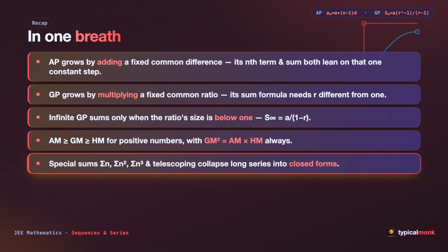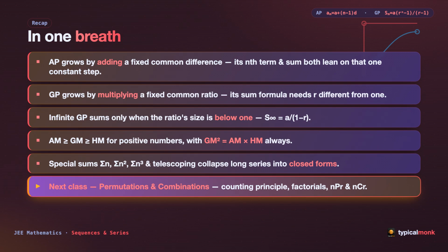The special sums of n squared and of n cubed, along with telescoping, collapse long ugly series into one tidy closed form. And next class, we step into permutations and combinations, counting, arranging, and choosing, the fundamental principle that runs through the entire chapter. Do not miss it.